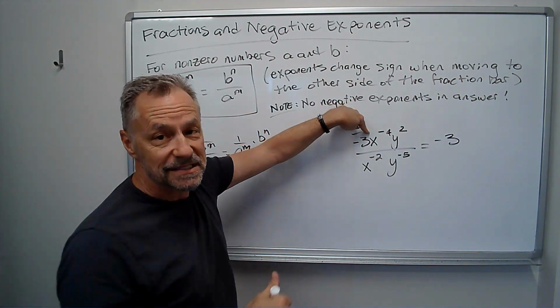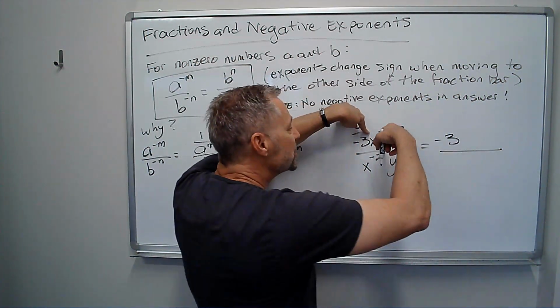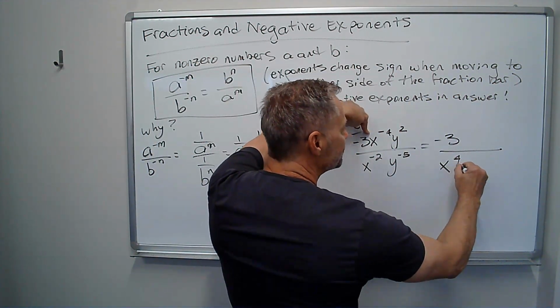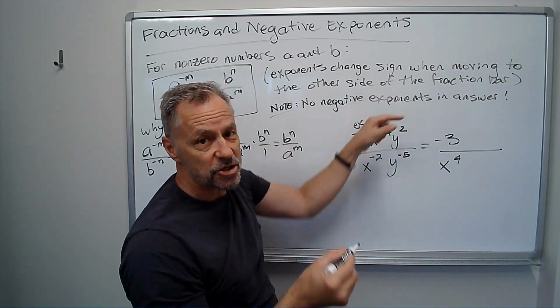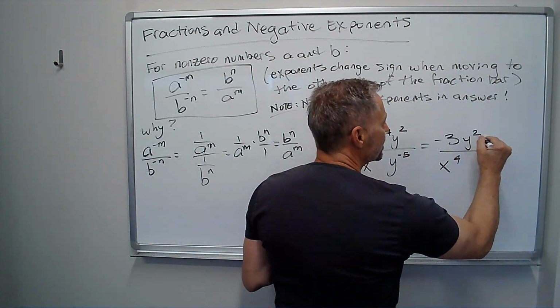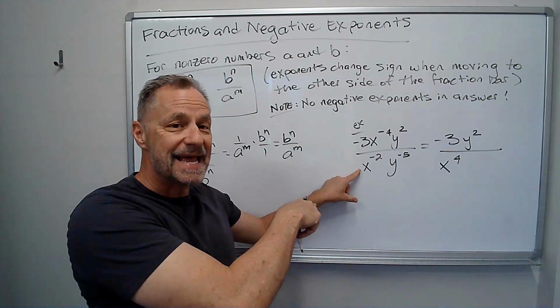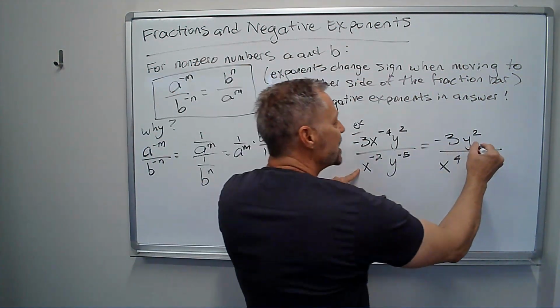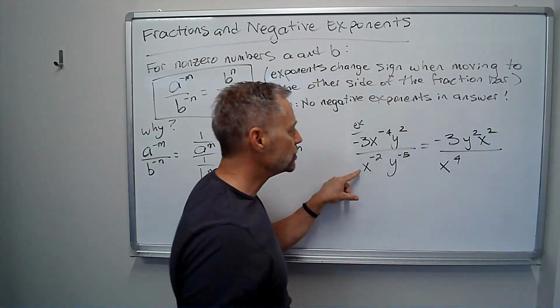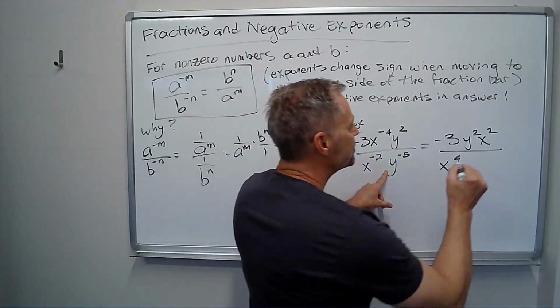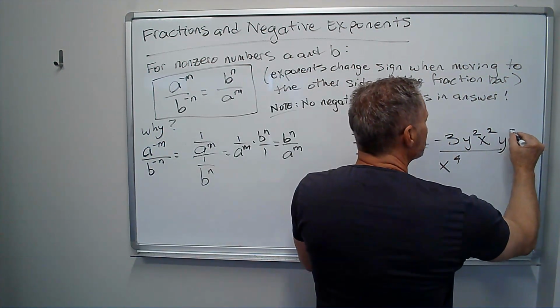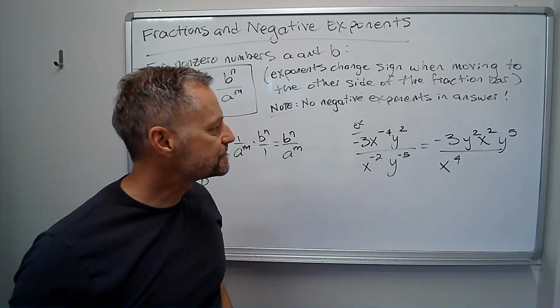So, for instance, this x to the negative 4 is going to go down to the bottom as an x to the positive 4. The y to the 2 is already positive. It's just going to stay up there as a y to the 2. But the x to the negative 2 on the bottom goes to the top, changes sign to x to the positive 2. And the y to the 5 does the same thing. Goes up to the top. It's a negative 5. Goes up to the top as a positive 5.